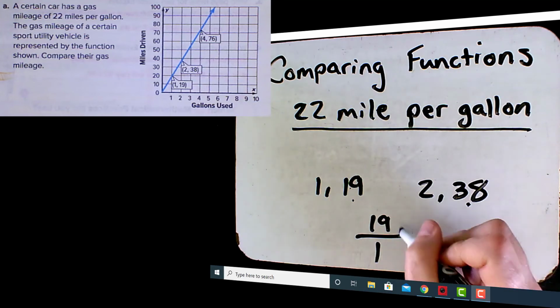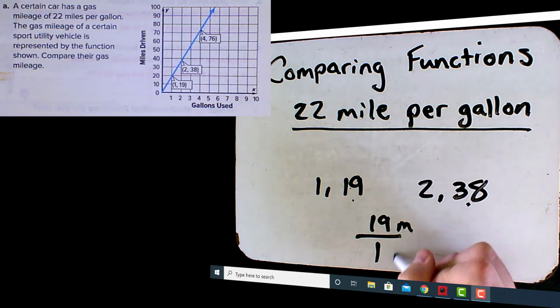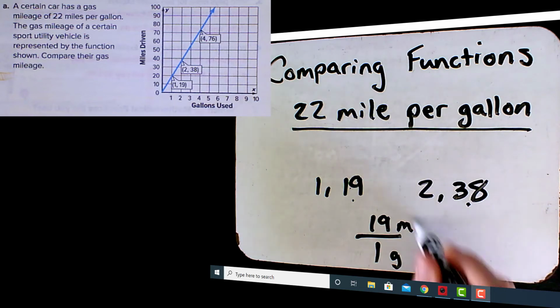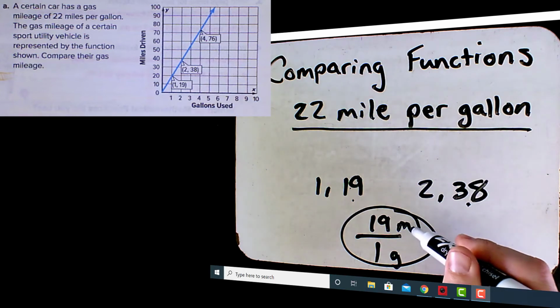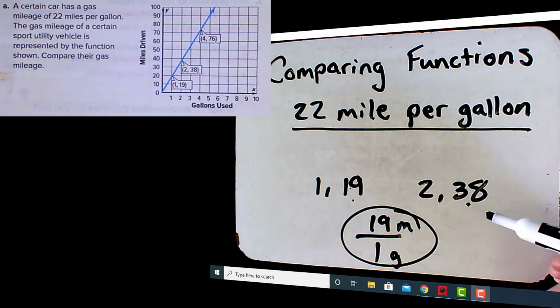So I've got 19 miles per gallon. And so that is my gas mileage, 19 miles per gallon. So I've got 19 miles per gallon compared to 22 miles per gallon. So my first car would have the greater or better gas mileage.